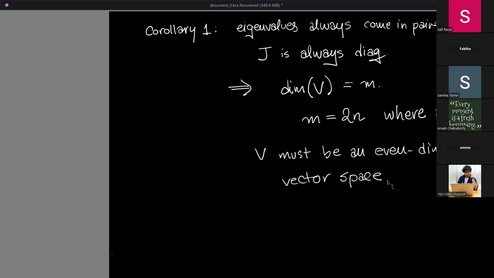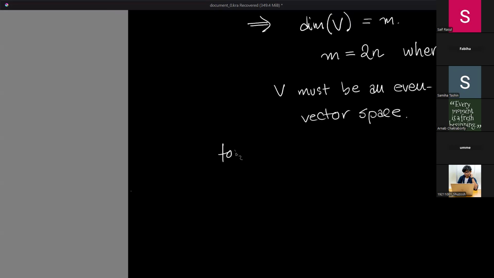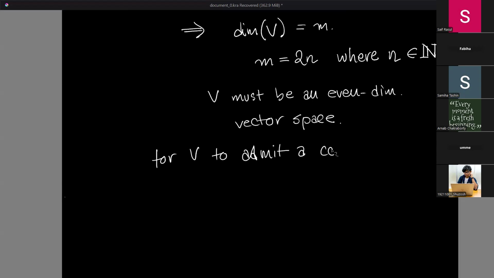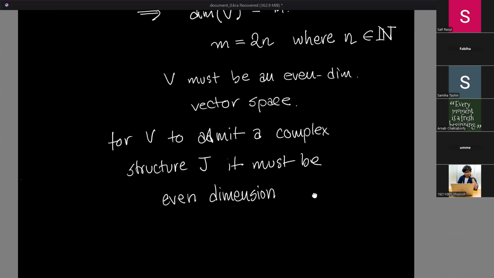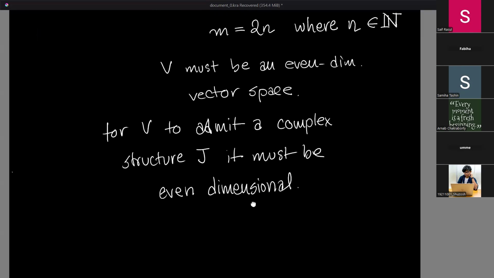If you wanted a real vector space to turn into a complex vector space, you would need pairs of dimensions to pair up to produce copies of the complex plane. So for V to admit a complex structure, J, it must be even dimensional. My penmanship is faltering a little bit. Sorry for that.